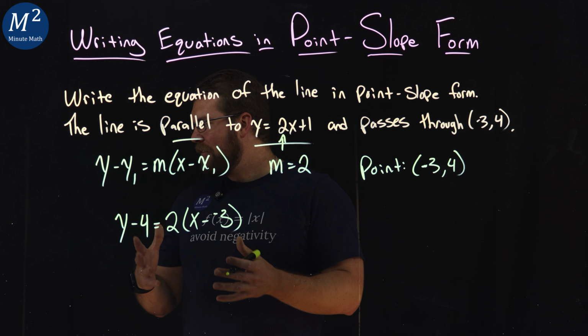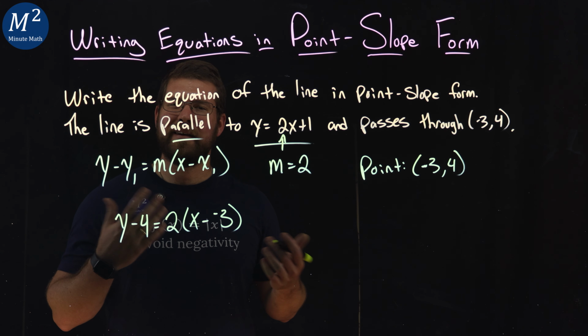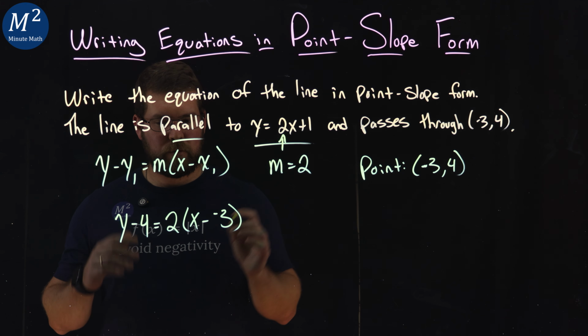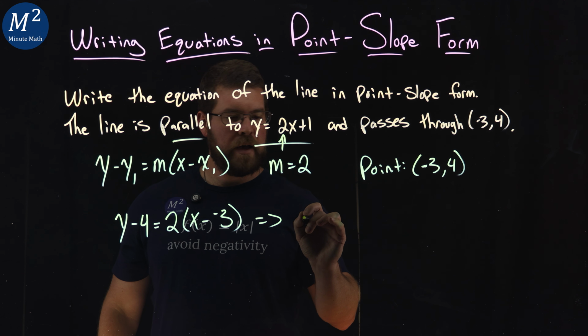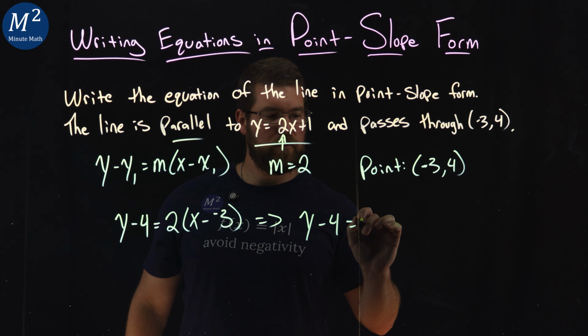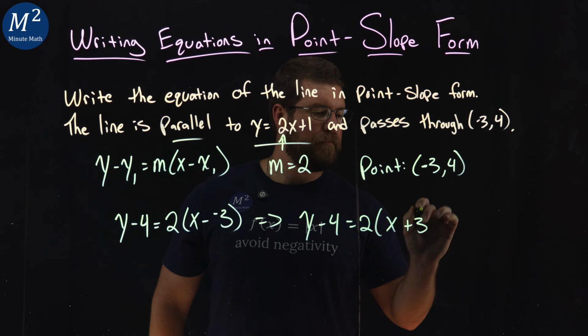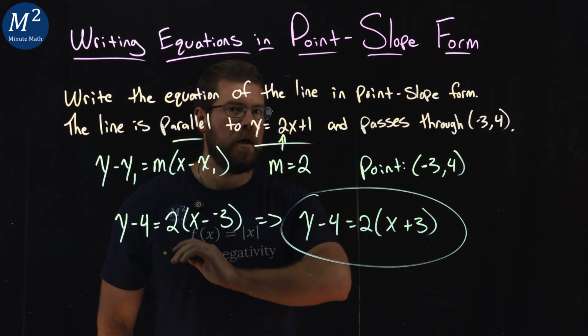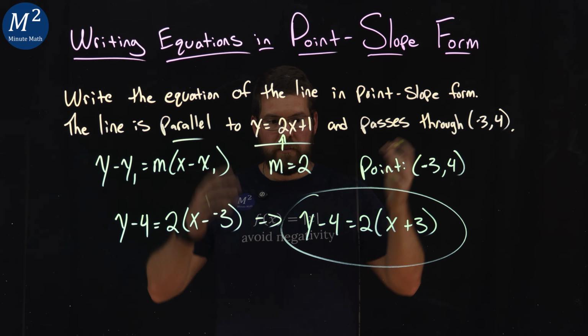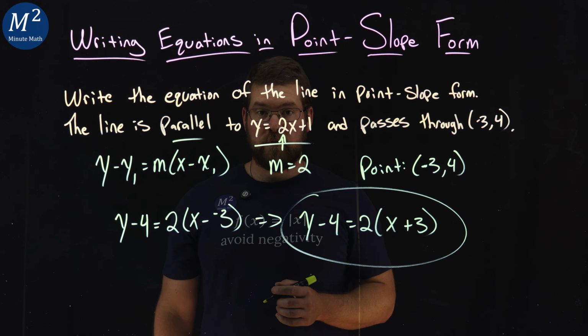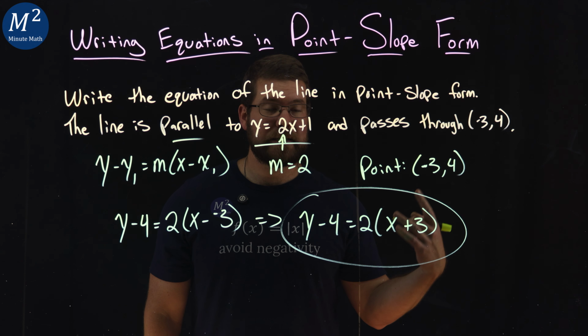Now, we can have it in that form here as minus and -3. I like to write a positive 3 here. So rewrite that to be y minus 4 equals 2 times x, instead of minus -3, let's add a 3. And there we have it. We have our line. We found it in point-slope form. And it's y minus 4 equals 2 times x plus 3.